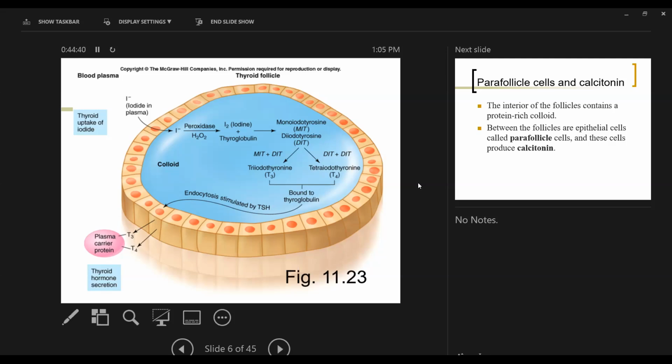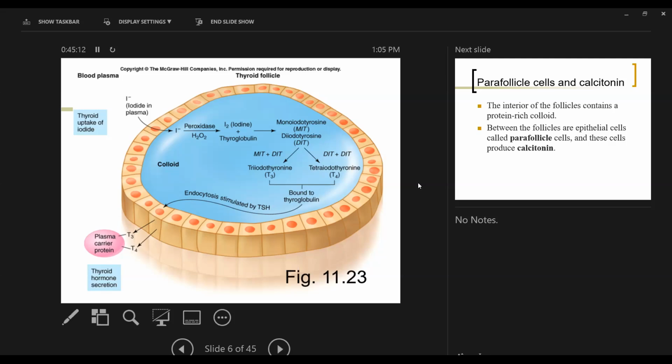All right, so you take these two, you link them together, you link MIT and DIT, you get triiodothyronine, also known as T3. You link DIT and DIT together, you get tetraiodothyronine. You can't link MIT and MIT together. The enzyme won't do that. So it needs either a MIT and a DIT or a DIT and a DIT. And so I guess you could say T4 is DIT squared or something like that.